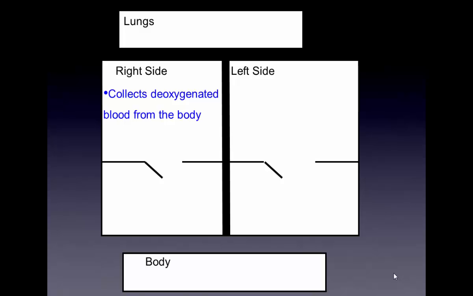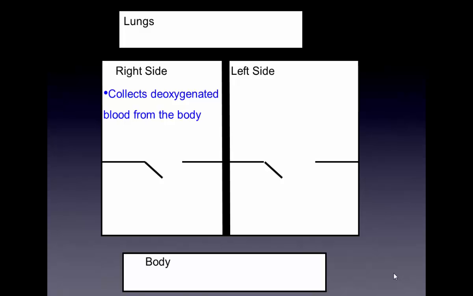So this word, it's big, but it's simple to understand. What does deoxygenated mean? It means it doesn't have oxygen. It's blood that's low in oxygen. So the right side of the heart collects all the blood from the various parts of the body that's deoxygenated. It's low in oxygen. Now when we say body here, what we really mean is any part of your body. Every part of your body gets blood, so we use the word body as a general term for any part of the body.